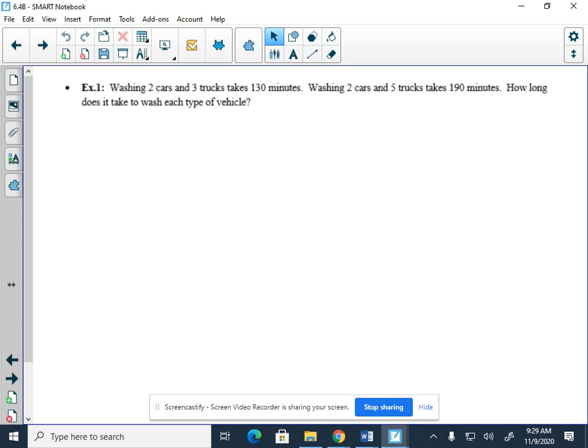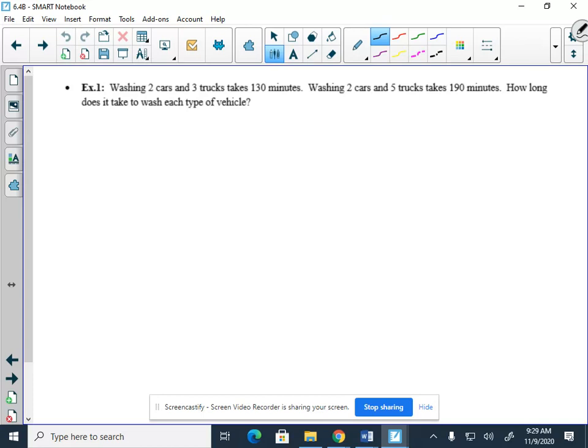Okay, this is 6.4. We're going to do writing equations with word problems and then solving them with the process of elimination. So 6.4b. So let's go to example 1.